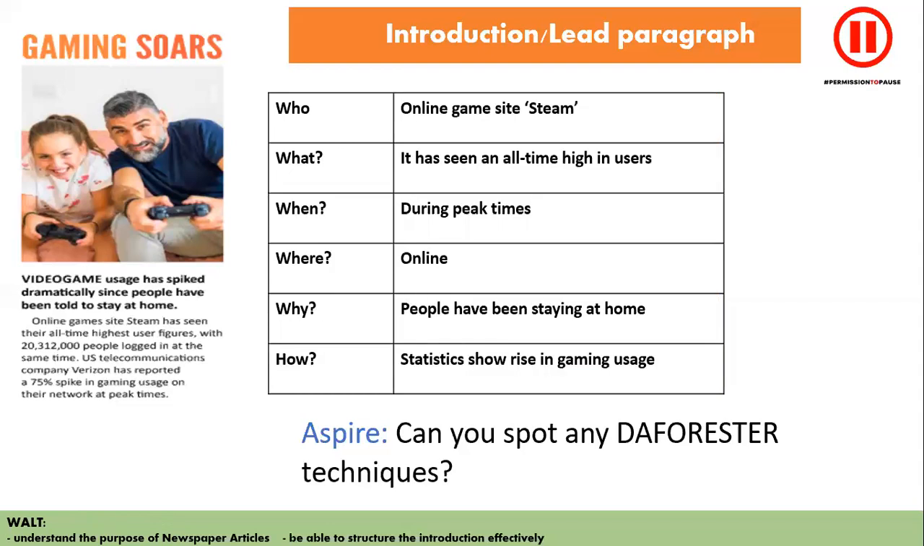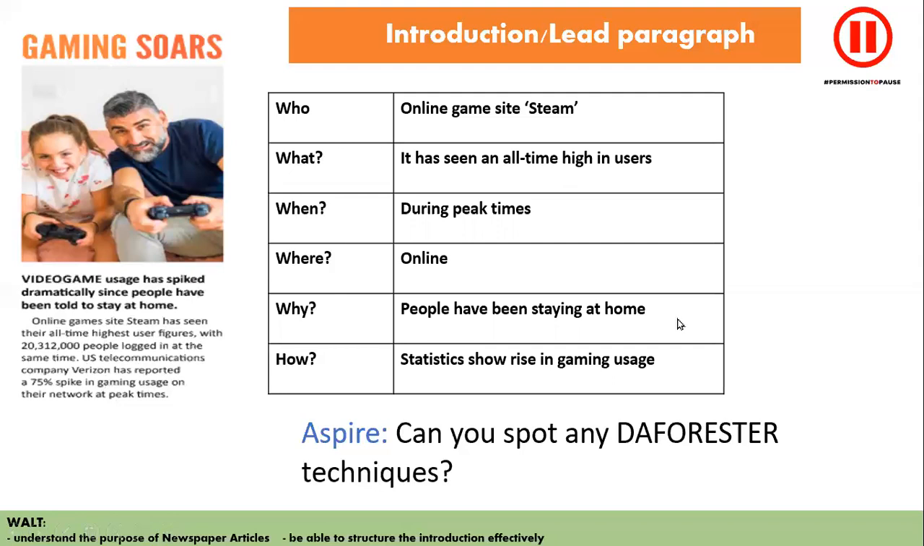Okay, let's have a look. So this has been reported by an online game site called Steam. And what they're telling us is that there has been a huge spike in the number of people who are playing video games online. And when is this happening? It's happening at peak times. So where is online, but we can also spot that it's happening in America. This is an American site.